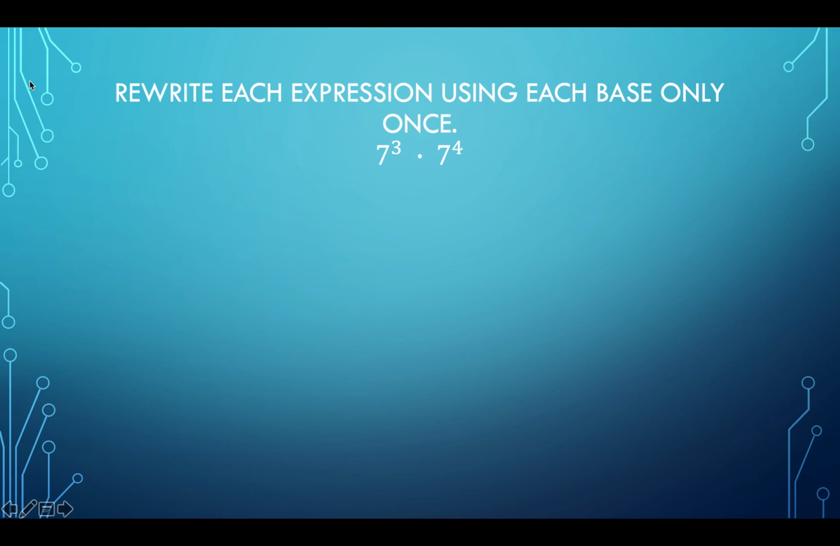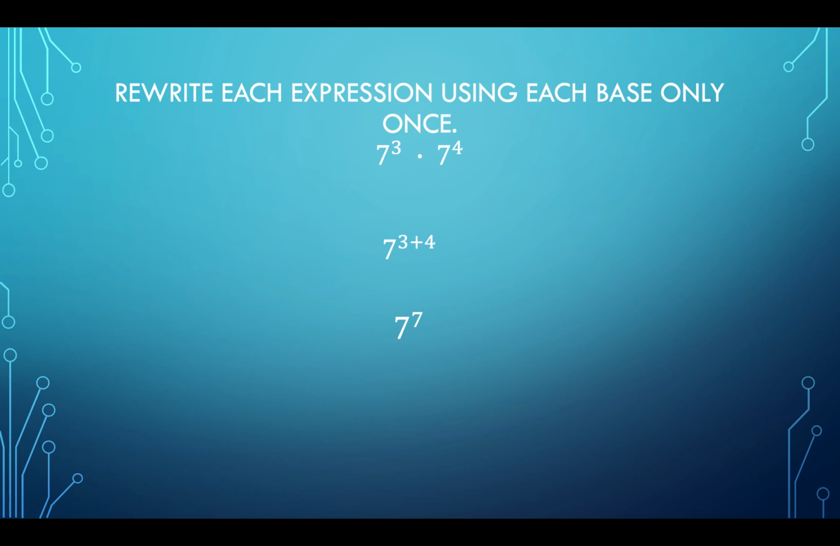So for the one problem, we had to rewrite each expression using each base only once. What I mean by that is, you see how our base here is 7 and our exponent is 3 and our other exponent is 4. We want to rewrite it using the 7 only once, because it's kind of redundant to see 7 to the third times 7 to the fourth. When we're straight up multiplying exponents like this, we end up adding our exponents. So now it's 7 to the 3 plus 4 power. 3 plus 4 gives us 7 to the 7th power.